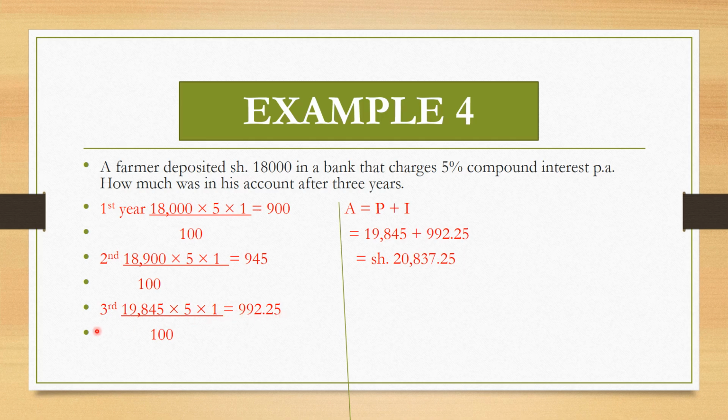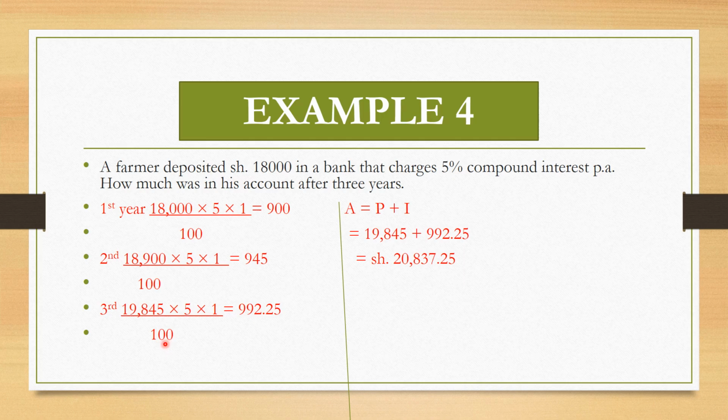99,225, and then for 2 decimal places, just divide by 100. You'll just move 2 steps, 1, 2, and we'll find that the interest of the third year is 992.25. So this is the interest of the third year. So I've said you multiply this one by 5, then 2 decimal places.